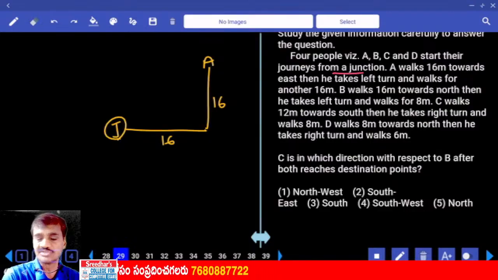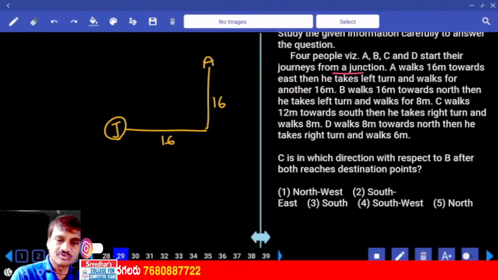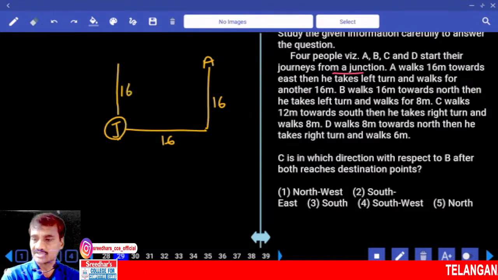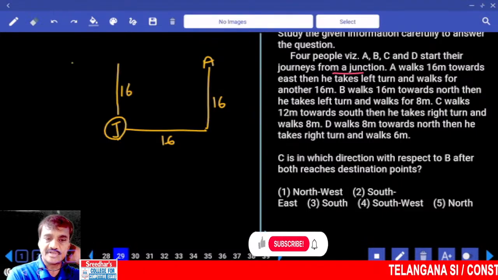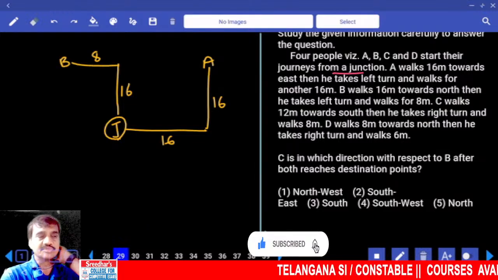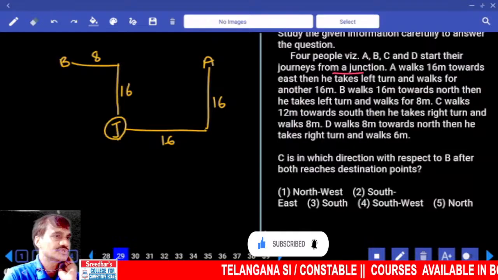Then B walks 16 meters north. Then takes a left turn, and after the 16 meters, walks 8 meters. Now finally B reached this place. Everyone started from the junction.